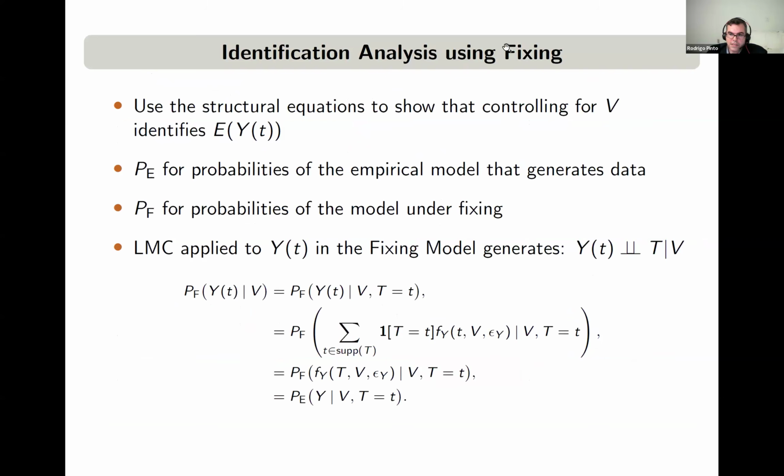If you're going to use fixing, imagine that you would like to show that controlling for the unobservable V actually identifies the causal effect of Y_t. To do so, one way is to use PR for the probability in the model where we fix t. The method is just to use the equations that define fixing and change Y_t until you can show that the probability of the counterfactual outcome is equal to the probability of Y conditional on V and T in the empirical model.